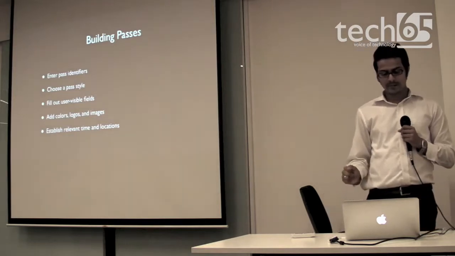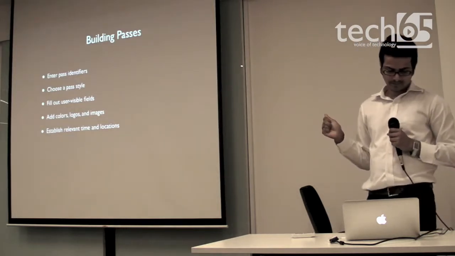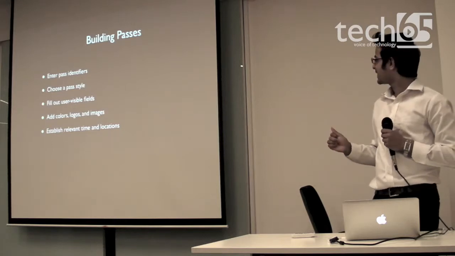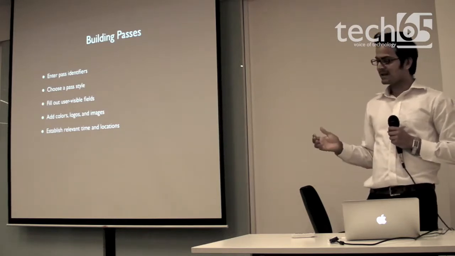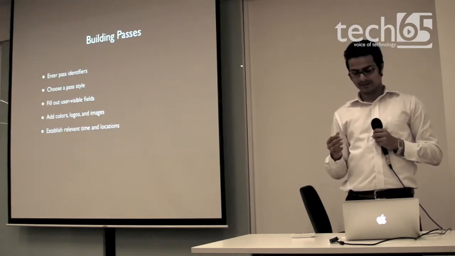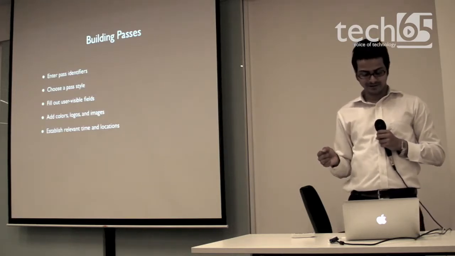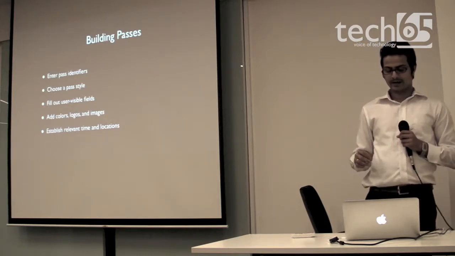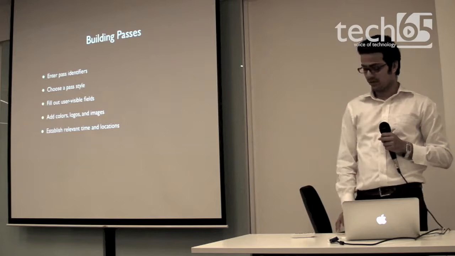So to create a pass, you basically need to do these 5 things. One is enter a pass identifier, choose a pass style. They have 5 different styles. Fill out the user visible fields. You can add your colors or logos or images, and you can specify relevant time or locations.